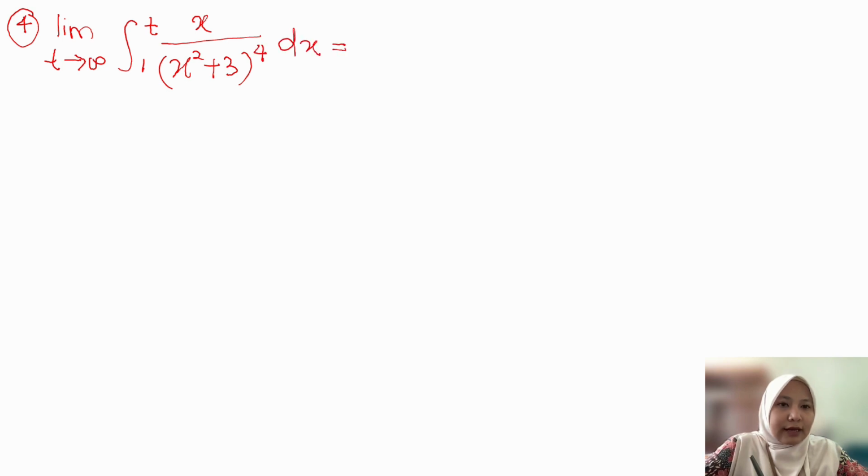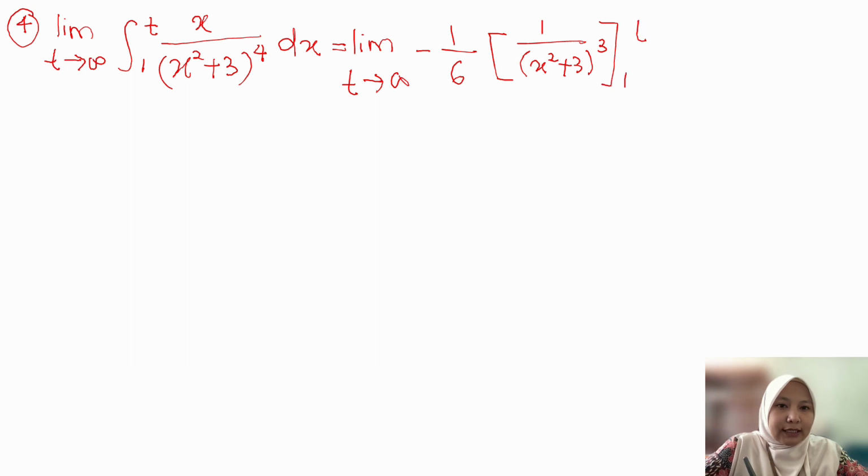For the fourth step, we write back our limit of t approaching infinity of the integral from 1 until t of x over (x squared plus 3) to the power of 4 dx. On the right hand side, we write down our solution just now: limit of t approaching infinity of negative 1 over 6 times 1 over (x squared plus 3) to the power of 3, from 1 until t.